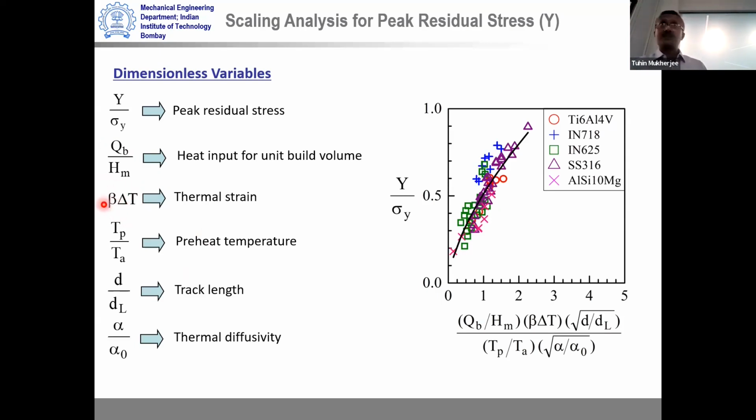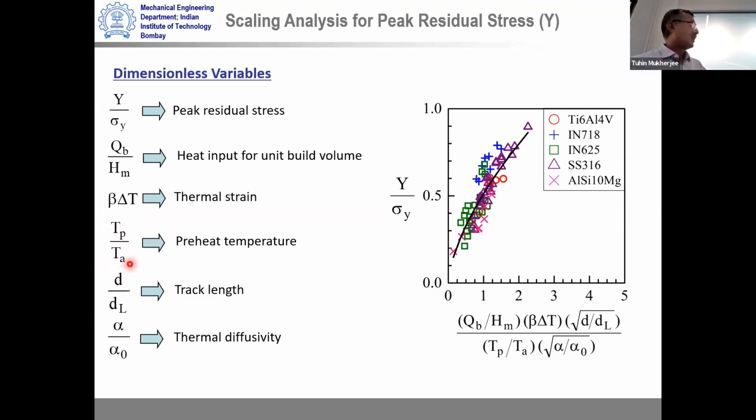Beta into delta T: the larger the beta for a material, the larger the strain and stresses. It is already non-dimensional, so no ratio is required. Preheat temperature: sometimes this is done already by experience, and we are bringing the science into it. We don't have to do anything further. The larger the preheat temperature, the lesser the thermal strain. So a higher preheat temperature reduces the thermal strain and stress.